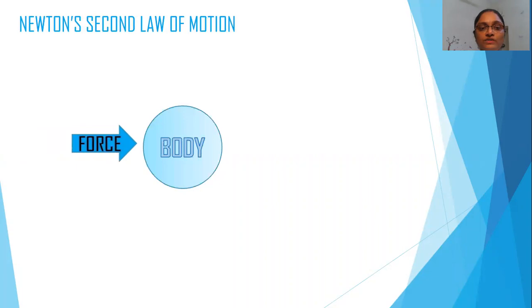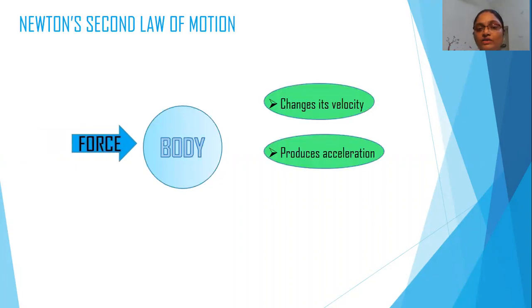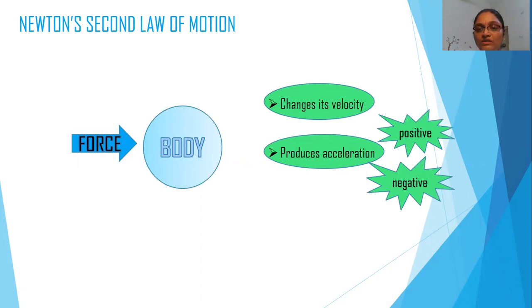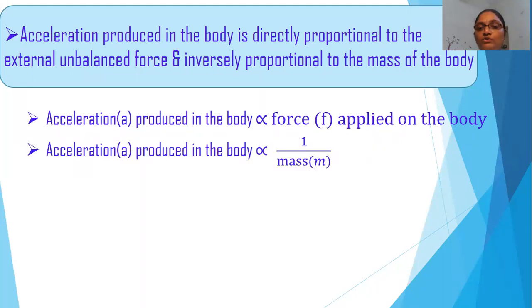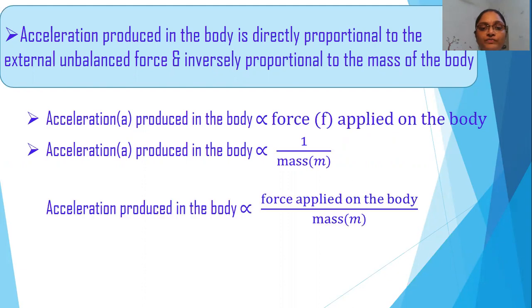We know that when force acts on a body, it changes its velocity and produces acceleration. The acceleration produced can be either positive or negative, and it depends upon the force. So acceleration produced in the body is directly proportional to the force F applied on the body, and it is inversely proportional to the mass of the body.